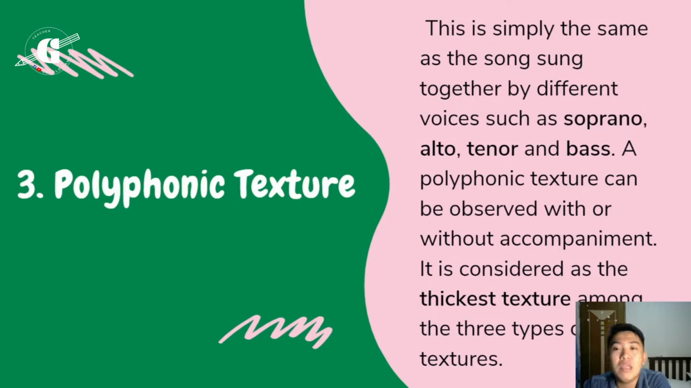Okay? So sabi dito, pwedeng awitin or pwedeng i-consider na polyphonic ang texture kung makakarinig tayo ng isang awitin na mayroong 4 na boses tulad ng soprano, alto, tenor, and bass. So it is considered as the thickest texture. Ito na yung pinakamakapal na texture sa musika.